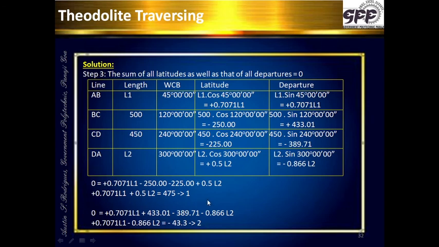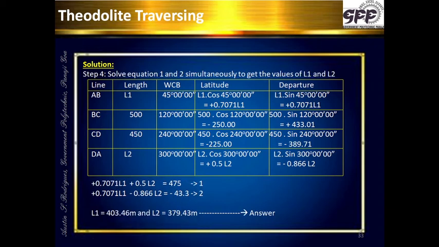Please note one thing. From latitudes I have got two unknowns, L1 and L2. From departures also I have got two unknowns, L1 and L2. I have two unknowns and I have two equations. So having two unknowns and two equations, I know that mathematically they can be solved. Two unknowns and two equations can be solved easily. Let us look at step number 4.